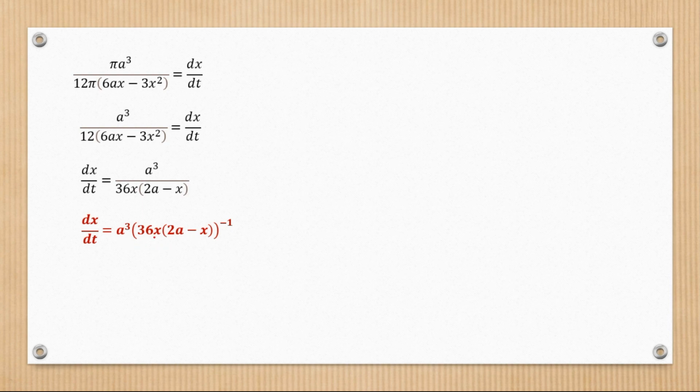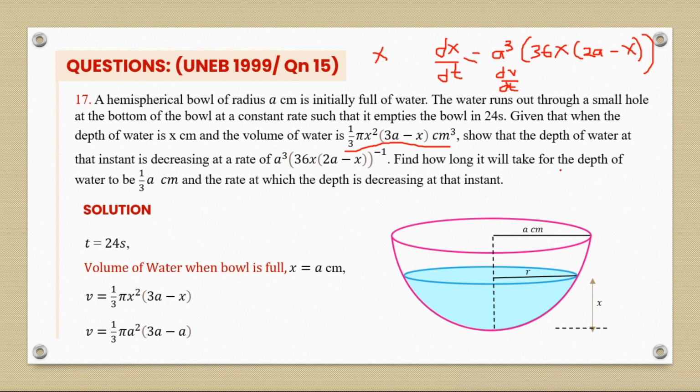So this is how we showed the depth of the water was decreasing at this rate at that instant. So this is the proof. Alright, so next we're being told to find how long it will take for the depth of the water to be a third a centimeters, and the rate at which the depth is decreasing at that instant.